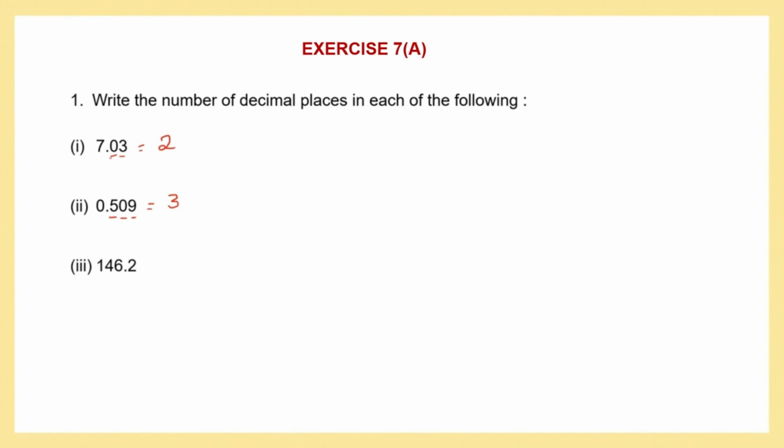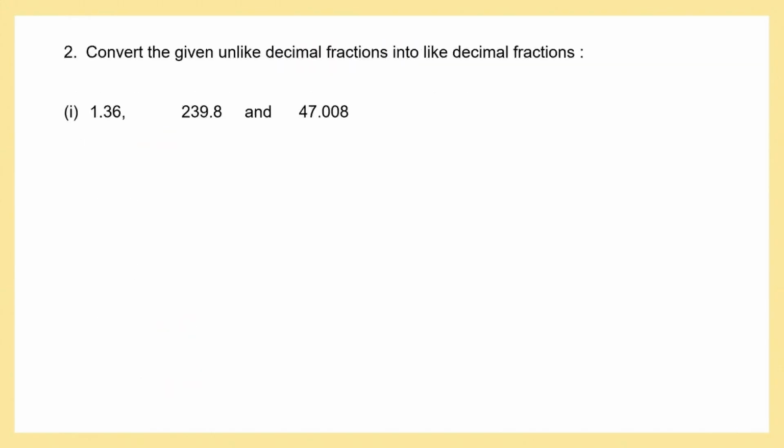Question 3. After the point we have only one digit, so the number of places is 1. Question 4. Let's count the number of digits in the decimal part, that is after the point: 1, 2, 3, 4. So we have 4 decimal places. Question 5. 1, 2, 3, 4 and 5. We have 5 decimal places.